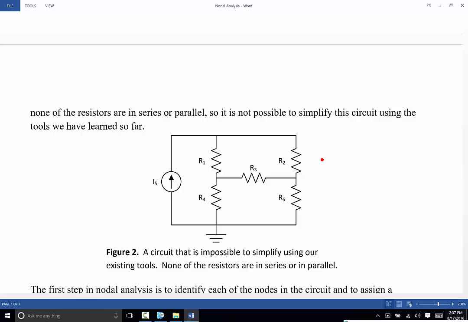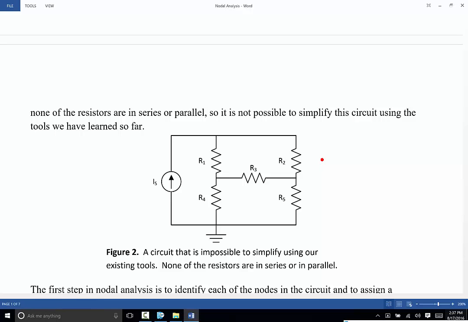What we need is a structured, step-by-step method that is guaranteed to be able to solve any circuit problem. Well, maybe I don't want to say any circuit problem. Any circuit problem that involves current sources, voltage sources, and resistors. I think that's fair to say. And at this point, we need to see that tool because this circuit shown in figure 2 is beyond the current scope of our abilities.